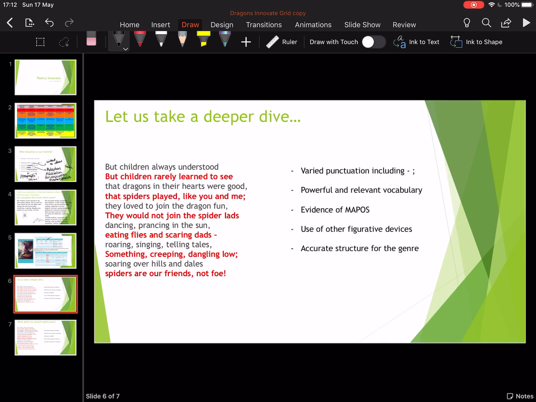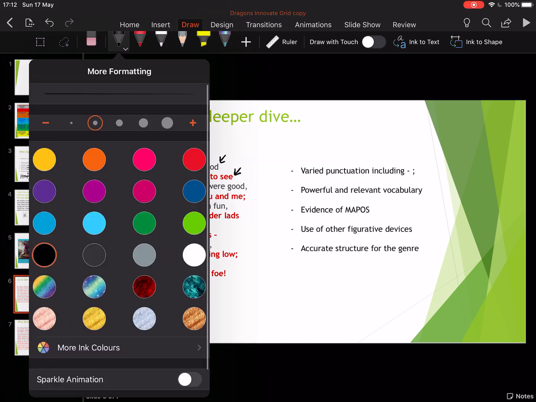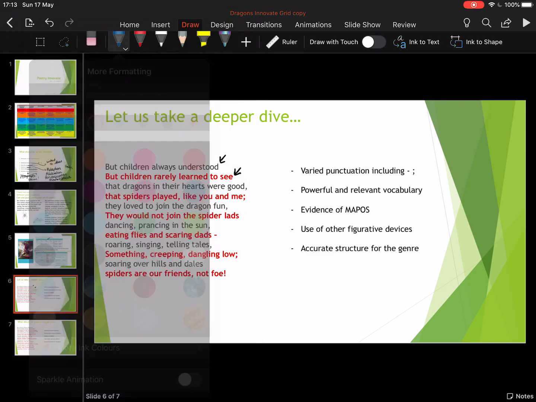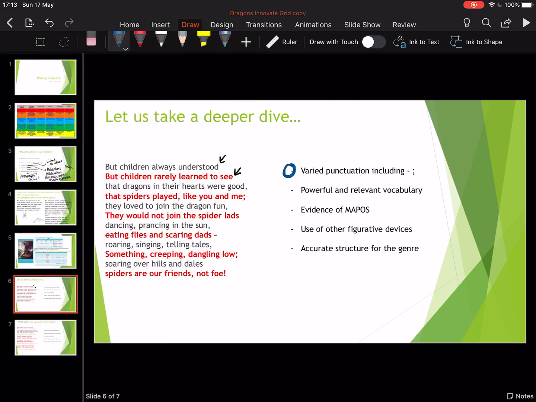Right, so let's start off with this one. So the layout I've chosen here is in the black ink. Here we have the original poem, which is by Faye Robinson, and in the red here we have the innovated verse that was written by one of our fabulous teachers. And we're just going to quickly go through and see if they have ticked things off on our checklist. So the first thing we're going to look at is varied punctuation.